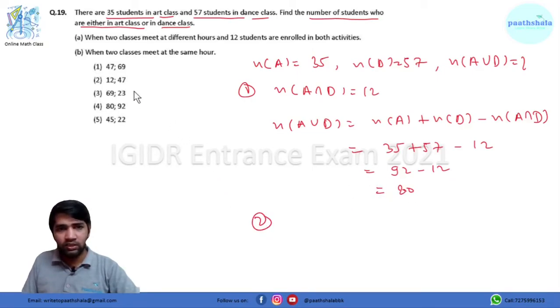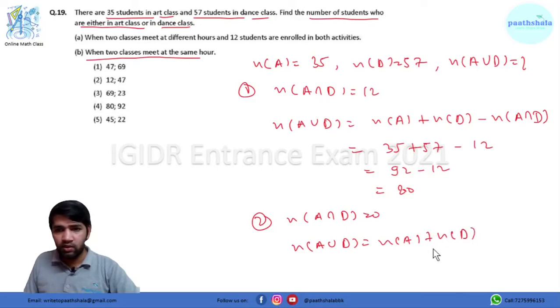Now second case, when two classes meet at the same hour, that means N(A intersection D) is coming out to be 0. So N(A union D) will be NA plus ND. Okay, and here 35 plus 57. So this value will come out to be 92. So 80 and 92, that is option 4 is the right option. Now let's move to the next question.